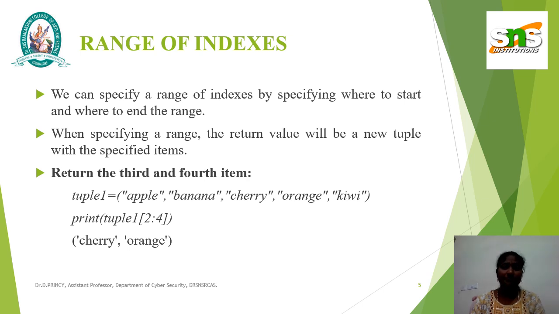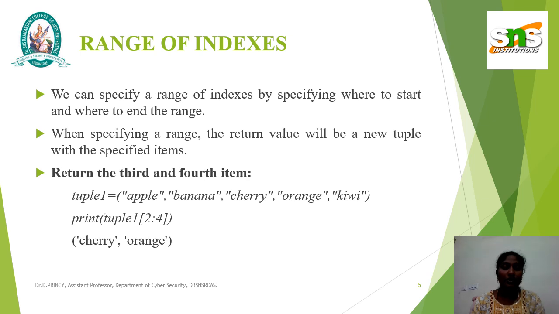Range of indexes. When we need to access a set of items from the tuple, that is called a range of indexes. In the previous example, we accessed a single element. Here we are accessing a range of indexes, meaning a set of elements from the tuple. So we specify where to start and where to end. A range has a starting point and also an ending point. When we specify the range, the return value will be a new tuple because it has one or more items.